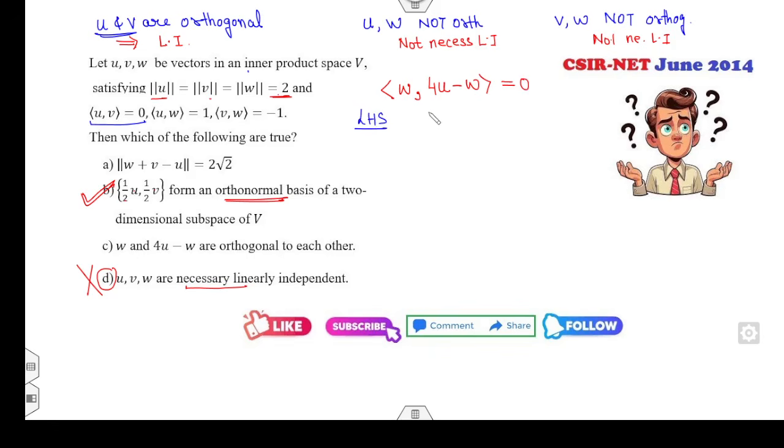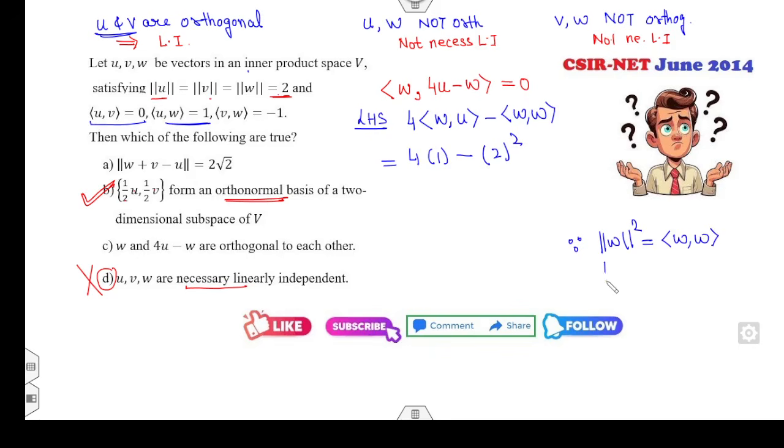So let's look at the left hand side. I can write it as W comma V minus U. What is that? W and U is 1, and the norm of it will be 2 square. Why? Because norm of W square I can write as W comma W, and the inner product of x, y is always the same as y, x. So that is my 0. Yes, they are orthogonal. Fine.